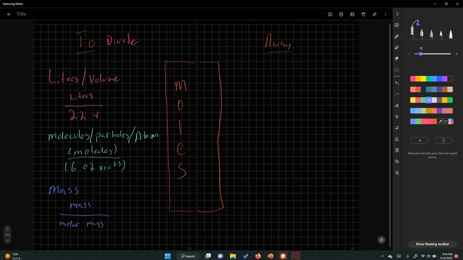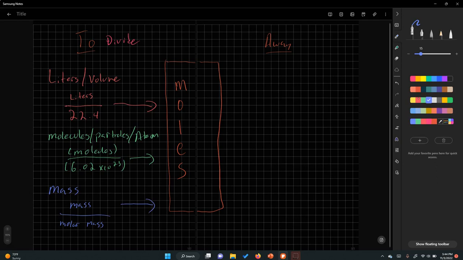So that's anytime we are going to moles. Liters into moles, we divide by 22.4. Molecules into moles, we divide by 6.02 times 10 to the 23rd. And mass into moles, we divide by the molar mass. So anytime we go to moles, we're starting with something that is not a mole, and we always want to divide first.